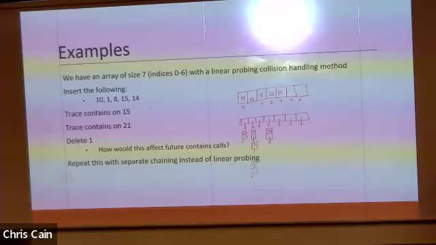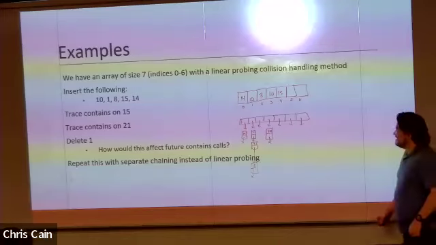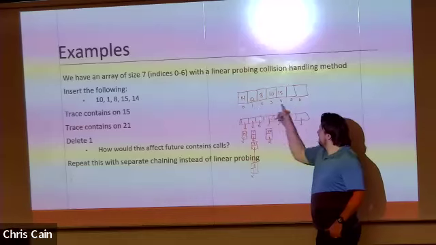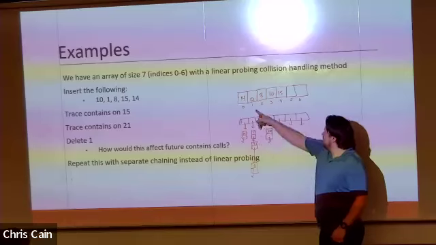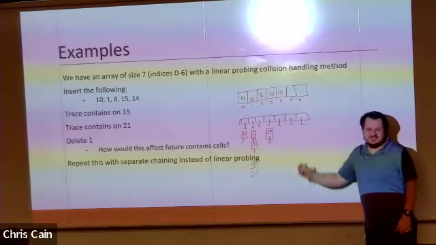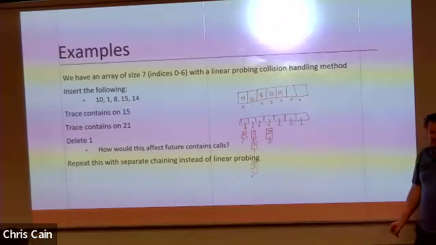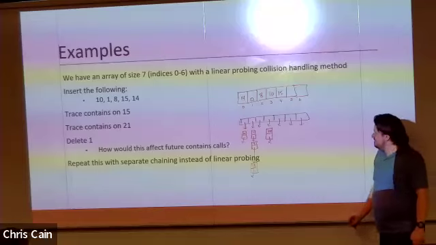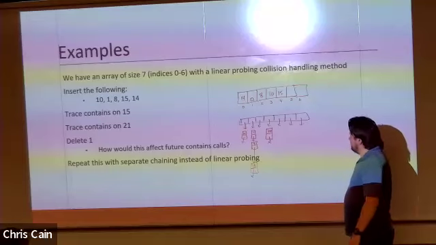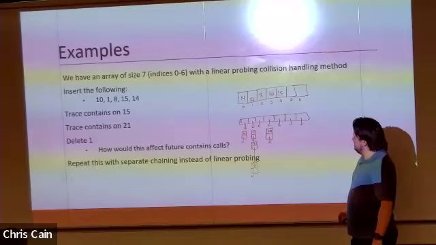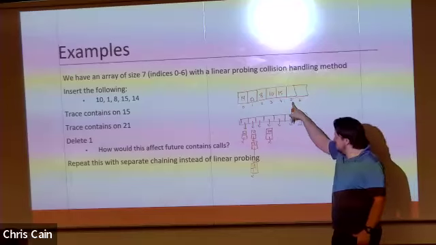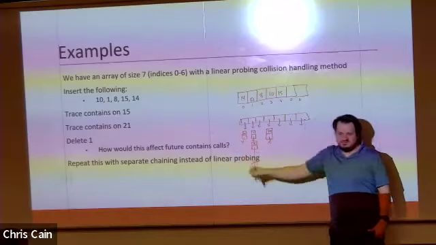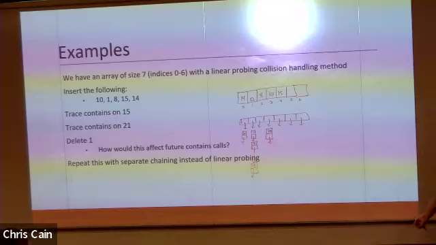So again, tracing contains on 15. Instead of having to go through all of this work, you can see that 15 is 3 away instead of 1, 2, 3, 4 away. So it's a little bit faster to find that 15. When we want to trace contains on 21, 21 maps to 0, and now instead of doing 1, 2, 3, 4, 5, 6 checks, we do 1, done. Much faster to figure out that something is not on the table.